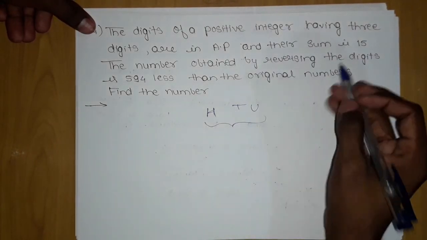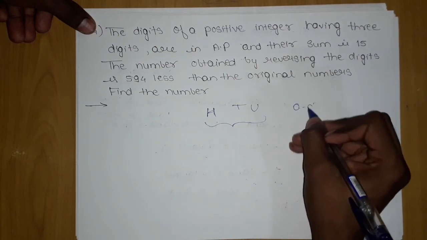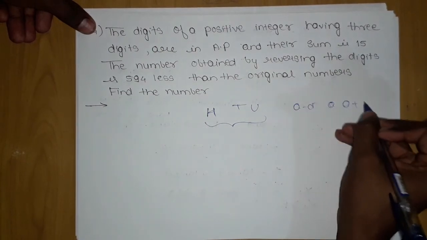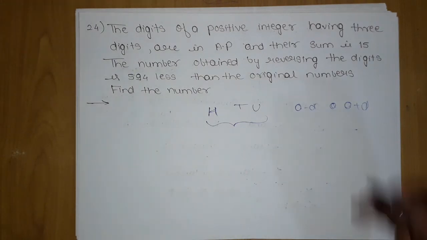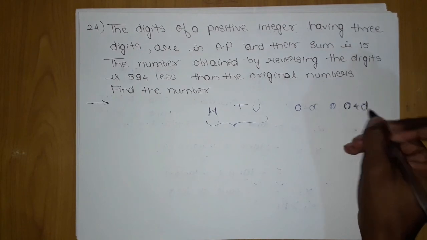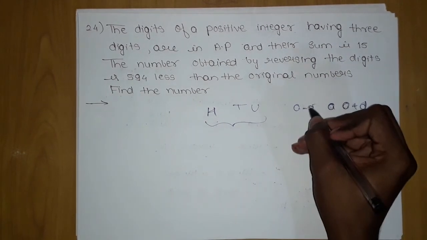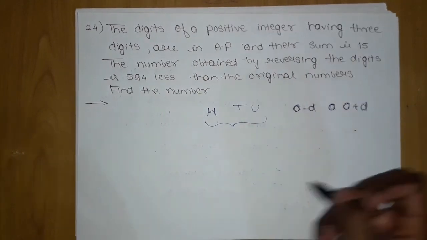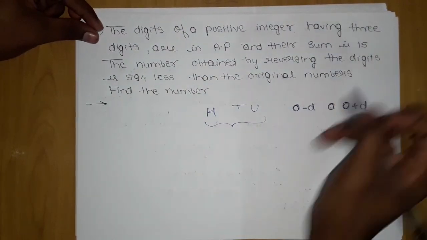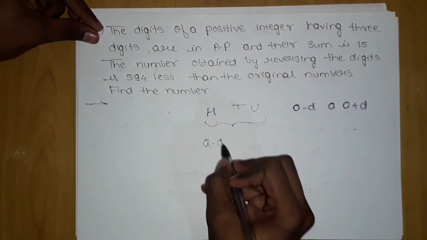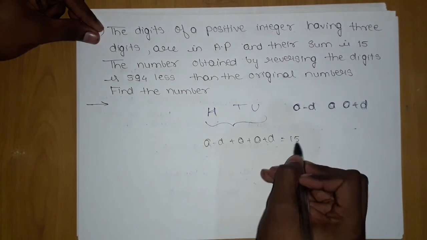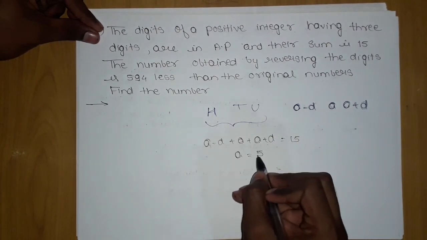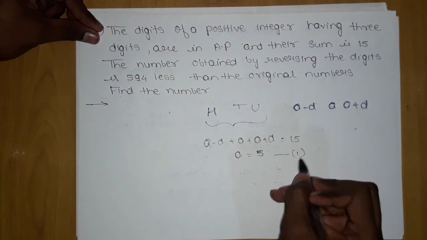They have given conditions, so we can take it as a minus d, a and a plus d. We are getting the idea that we should take a minus d, a and a plus d. So we got the idea of the 3 digit number. Now the sum is 15. So a minus d, a and a plus d should be equal to 15, which gives me a is equal to 5. So I got one thing, a is equal to 5.